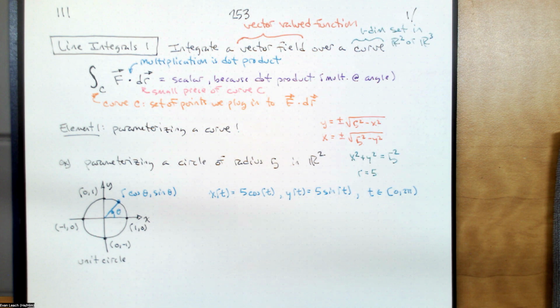Remember that when we parameterize a curve, we assign an orientation to the curve. So if we start off at t equals 0, that means we're going to start our curve at 5, 0 and go once around counterclockwise.